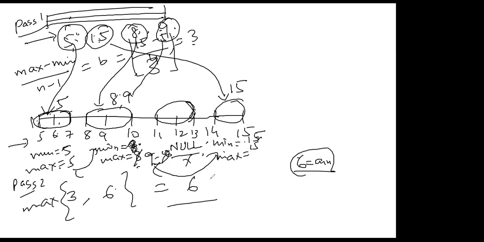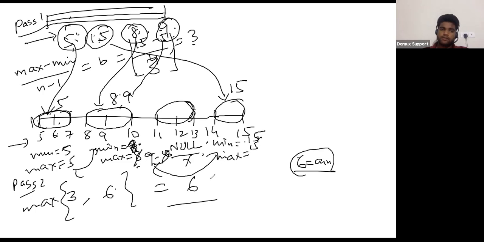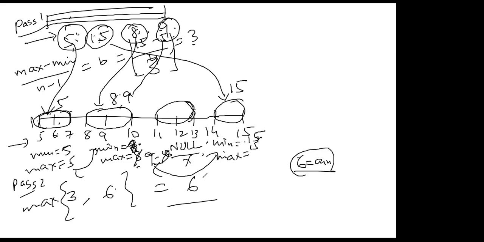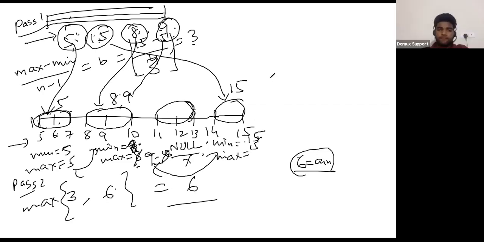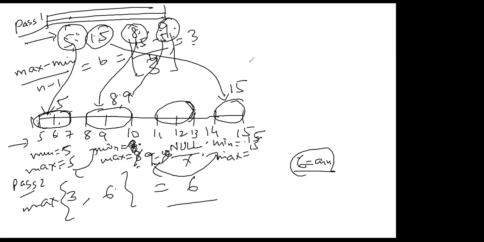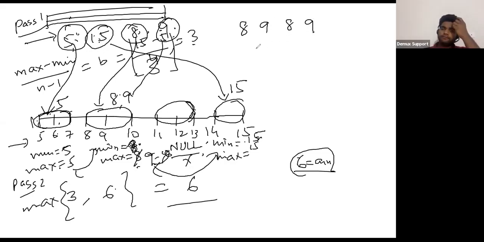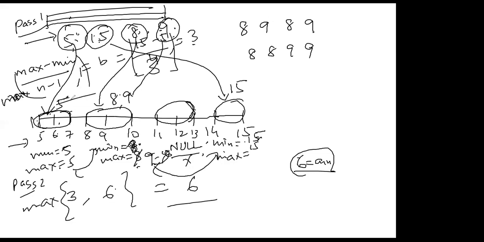Sir, what happens if the bucket size is 0? What happens if the bucket size is 0, which means you just have one number? We will keep at least a bucket size of 1. Sir, not just one number. If the numbers are all the same, say 8, 9, 8, 9? Yeah, you are right. We will take the maximum of this comma 1 always. Okay, sir, got it.